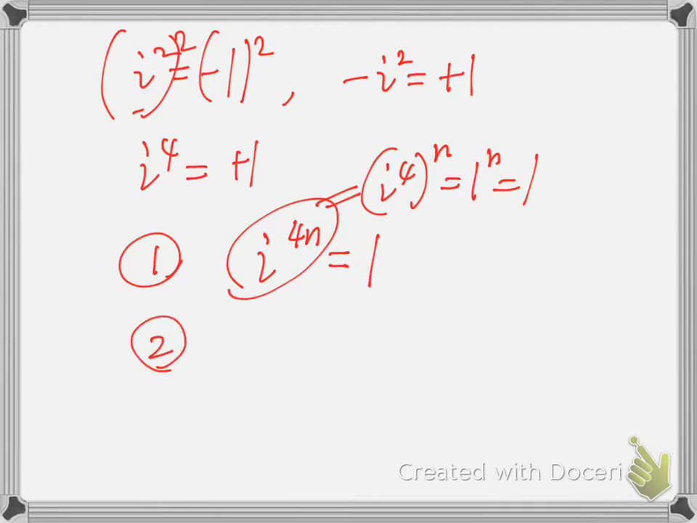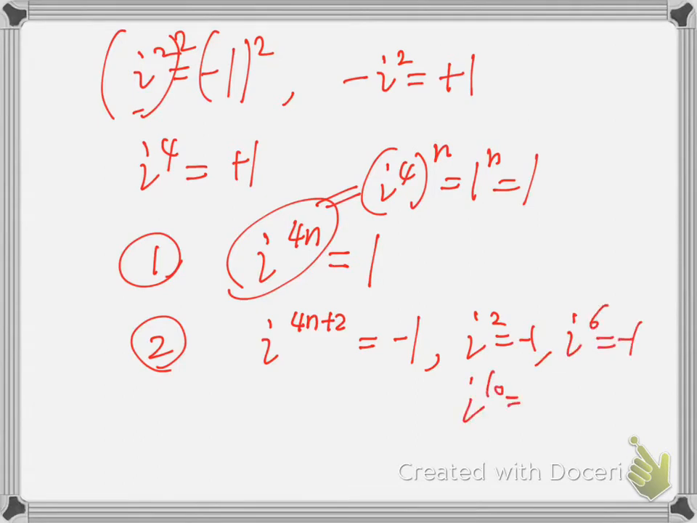So we want -1, right? So i to the 4n plus 2 power will be -1 for any n. So i squared is -1, i to the 6 is -1, i to the 10 is -1. Because each time we just add i to the 4th power, which is 1, right?